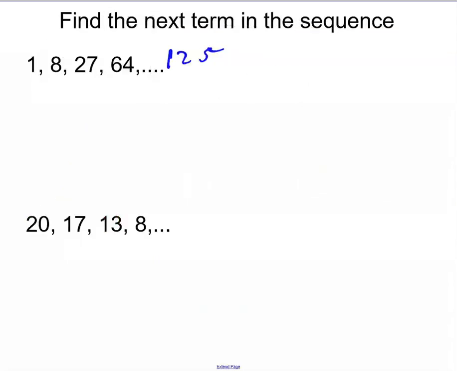Sometimes you might see a pattern where you're not multiplying or adding the same thing every time, but there's a pattern in what you're adding or multiplying. In this case, what I'm subtracting, or it's a negative, is going down by an extra 1 each time. So it started going down by 3, then it went down by 4, then it went down by 5. So the next one is going to go down by 6, which is going to make that next number 2.